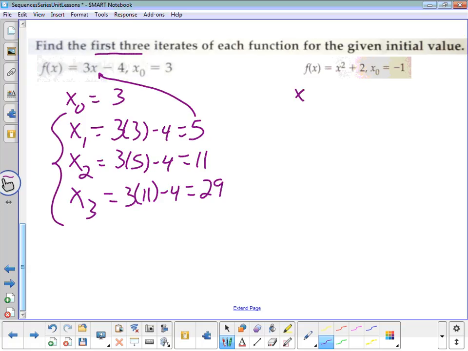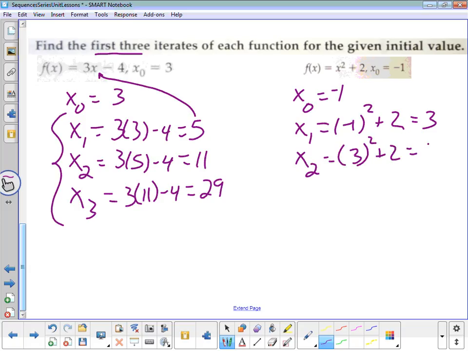Well, let's look at the next problem. I'm starting with negative 1, and the formula says to square that and then add 2. So for my first iterate, I'm going to put a negative 1 in. I'm going to square that, and then I'm going to add 2. So that gives me 1 plus 2, I get a 3. So my second iterate, I'm supposed to take the 3 and square it and add 2. For my third iterate, I'm supposed to put an 11 in, square it, and add 2. I get 123. So all these are taking a formula and taking the answer from a previous answer and just plugging them in. That's all these iterates are.